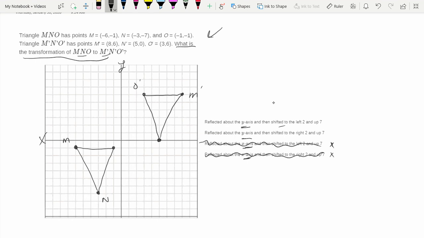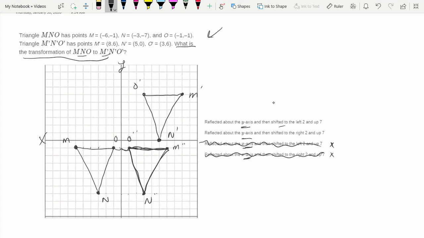Move my N and my O there. So let's reflect. I'm going to take O. Remember, if O is one space away, then it's going to be one space away from the reflection line. M is going to be 1, 2, 3, 4, 5, 6 spaces away. So I'm going to go 1, 2, 3, 4, 5, 6 spaces away for M prime. O prime, there we go. And then N is 1, 2, 3 spaces away. There's N. All right, so there's my reflection.